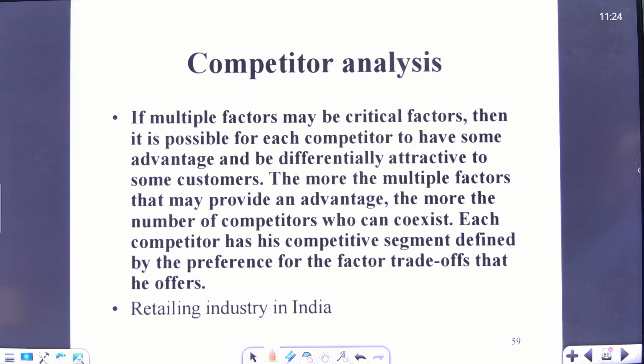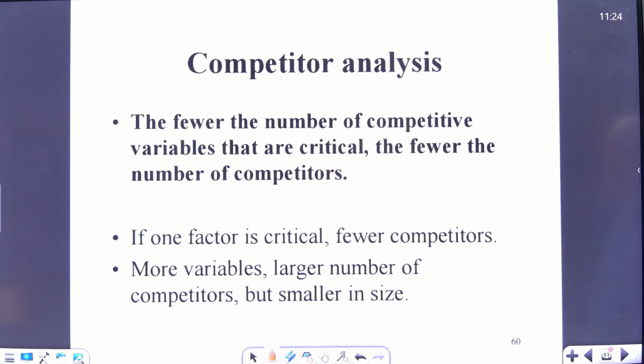For example, the retailing industry in India. The fewer the competitive variables that are critical, the fewer the competitors. If one factor is critical, there are fewer competitors; with more variables, there is a larger number of competitors, but smaller in size.